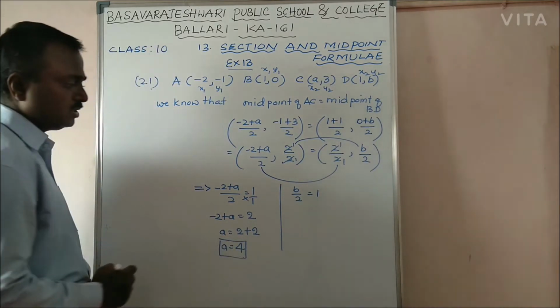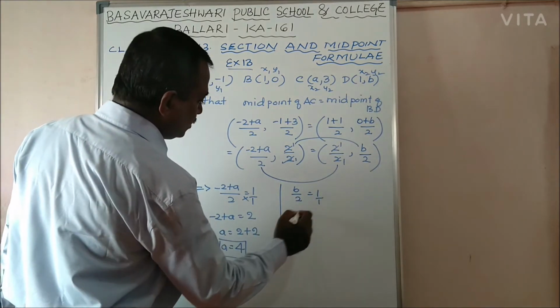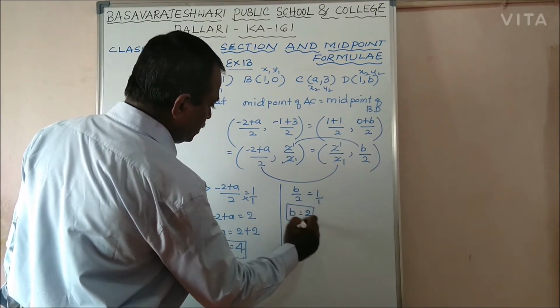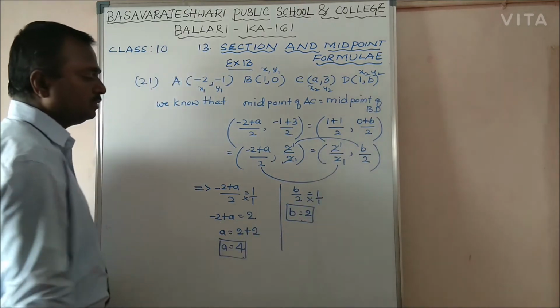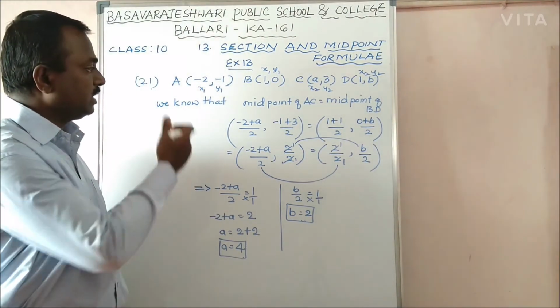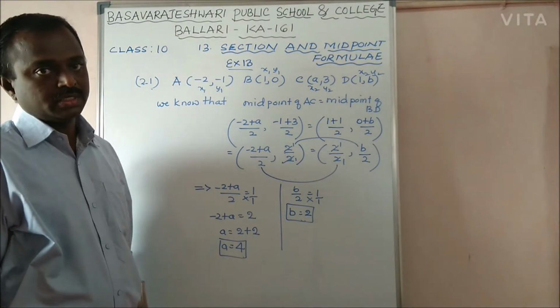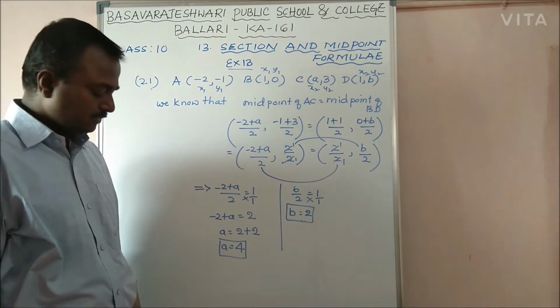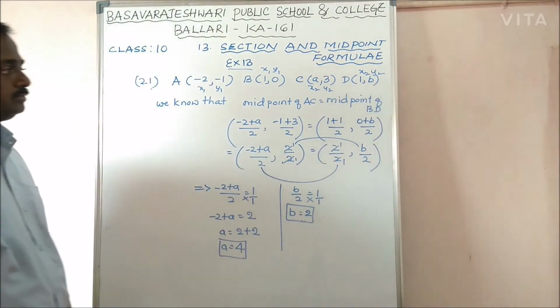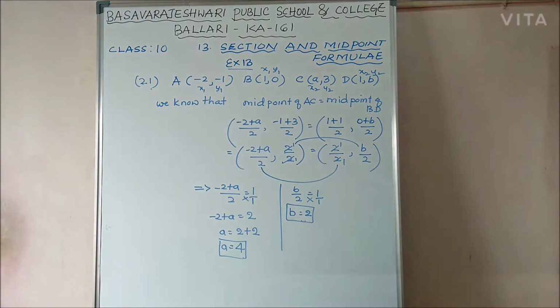A value is 4. Here also cross multiplication. B is equal to 2. So A value is 4, B value is 2. In this way we can find out the unknown terms in the vertex. Okay? So note down this sum.